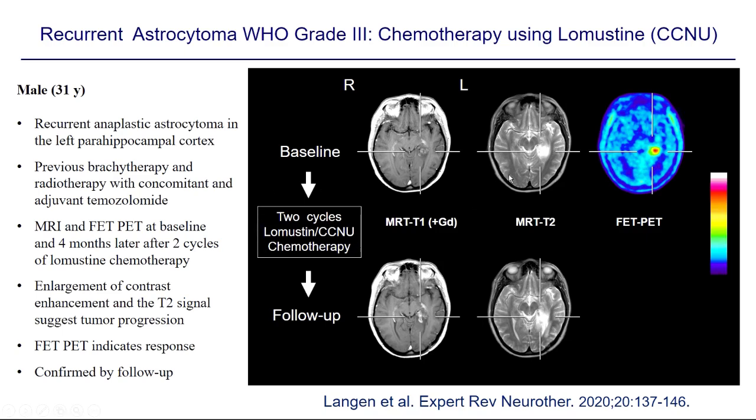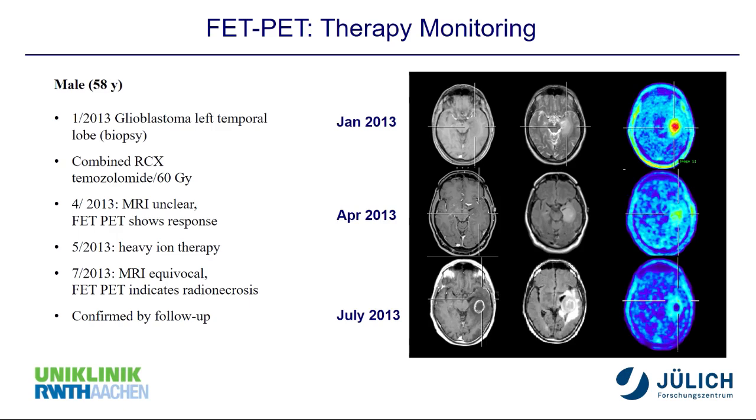Enlargement of contrast enhancement on the T1 weighted MRI and enlargement of the signal in the T2 weighted MRI suggests tumor progression, whereas FET PET indicates a reduction of metabolic activity and response to therapy, which was confirmed by further follow-up of the patient.